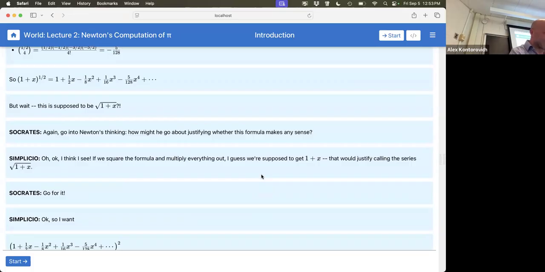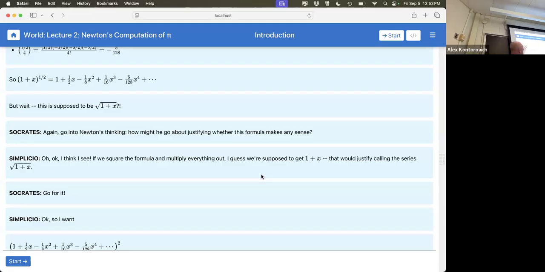I'm going to make a note to self. Simplicio should say, plug in x equals 2. I missed that part of the pedagogical discussion. Yes, absolutely. That is the first thing you should think of, not what actually happens. If you put x equals 2 into this formula, then you'll certainly get the square root of 1 plus 2, that's square root of 3.